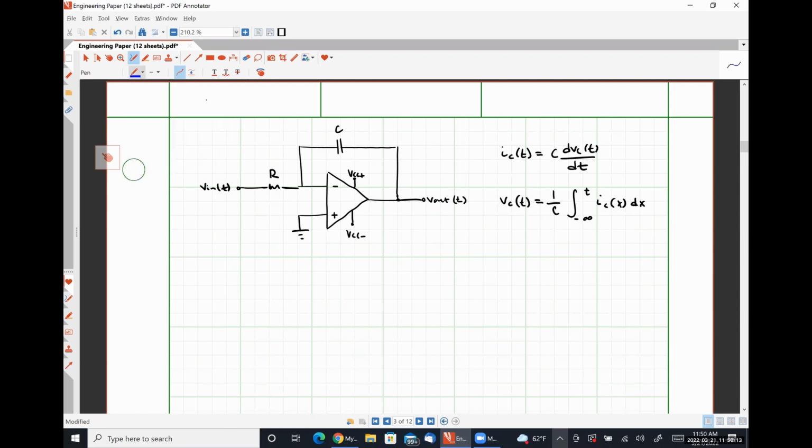We know that this current is 0 amps, and we know that that current is 0 amps. We know that V plus as a function of time is 0 volts, which means V minus as a function of time must also be 0 volts, right?